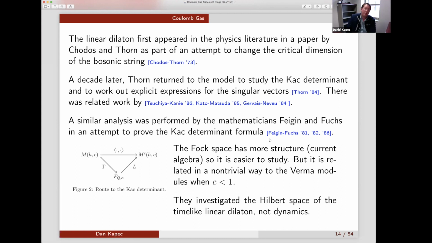Okay, so what you're really interested in is calculating the zeros of the determinant of this matrix of inner products between descendants in a Verma module, but that's kind of a hard problem. So you introduce this extra Fock space and try to factorize that hard problem into two simpler problems, which is studying the maps into and out of this Fock space. So what these authors really were doing was nailing down the structure of the Hilbert space of the linear dilaton, but they didn't care about dynamics because they're just doing representation theory.